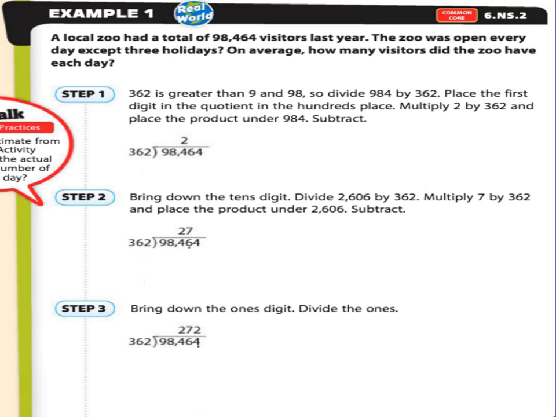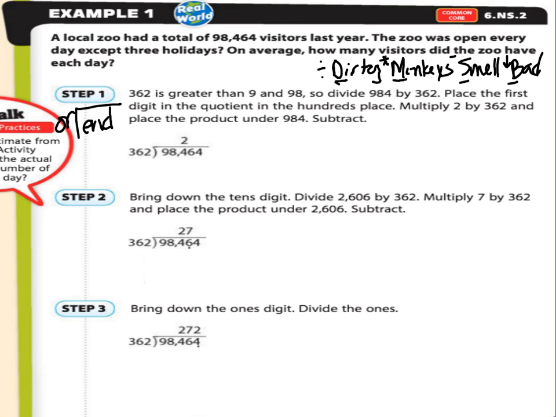All right, and then our review in terms of long division. I like to tell students to remember the sentence, dirty monkeys smell bad. Divide, multiply, subtract, bring down. Okay, so we take a look and we put our dividend inside, always dividend on the inside, divisor is always on the outside. Okay, so 98,464 is on the inside and 362 is on the outside.